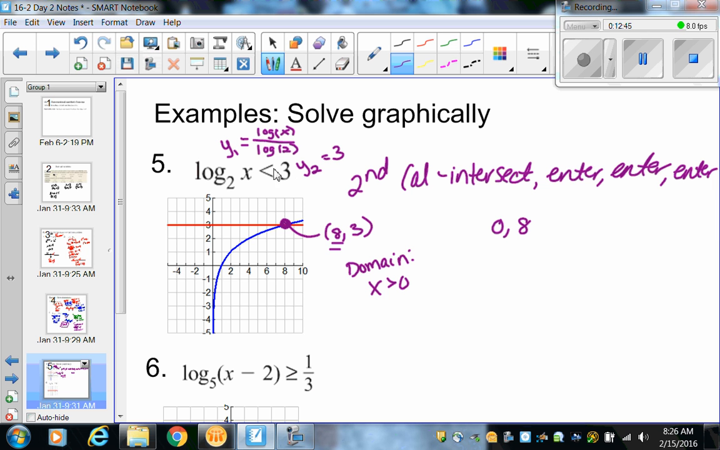And there's no equal here, and you can never equal your domain restriction, so then both of them are going to be parentheses. And there's your answer. Now remember, this is interval notation. This is not an ordered pair. You're not saying that the answer to the problem is at the ordered pair of 0 to 8. You're saying that from the interval of x equals 0 to x equals 8, the log function is below the line y equals 3.